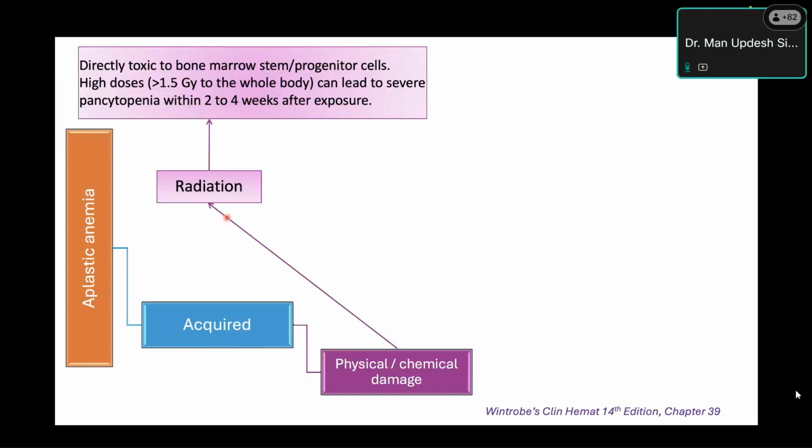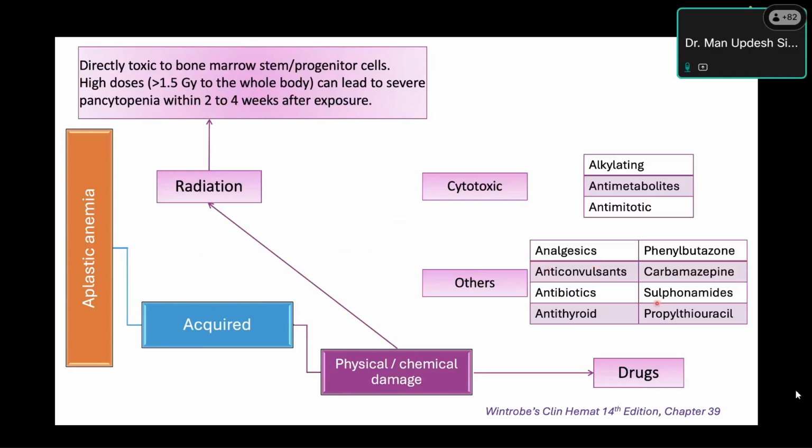Obviously, exposure to radiation, especially at higher doses, can lead to pancytopenia within 2 to 4 weeks of exposure. And you can have certain drugs, some analgesics, some anticonvulsants, antibiotics. This is not a comprehensive list. I'm just giving some examples there. And you have cytotoxic drugs, alkylating agents, antimetabolites, and some antimitotic drugs, which can cause hypocellularity of bone marrow. There are some heavy metals, some toxins like benzene, again causing aplastic anemia.